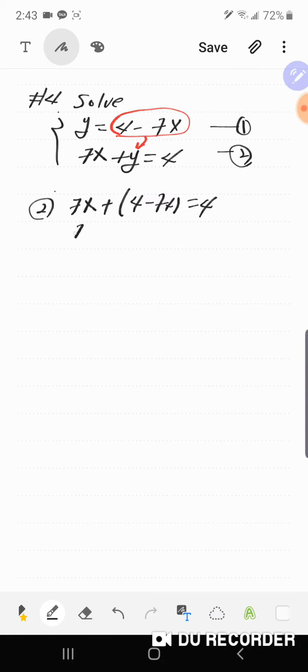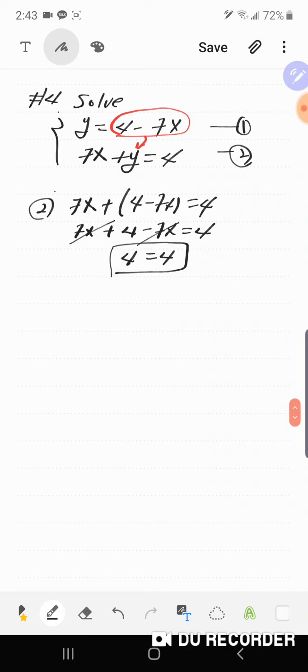Then let's simplify this equation. 7x minus 7x cancel out. These two cancel out. So 4 equals 4. Look at the result. This is true, right? And if it's always true, then what's our conclusion? There are infinitely many solutions. Infinitely many solutions. Why?